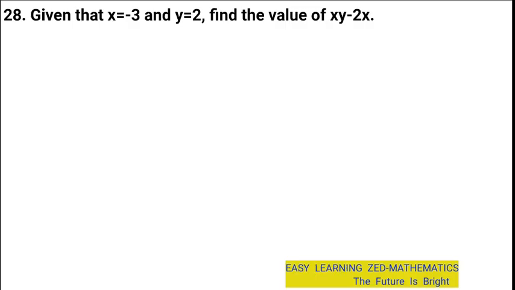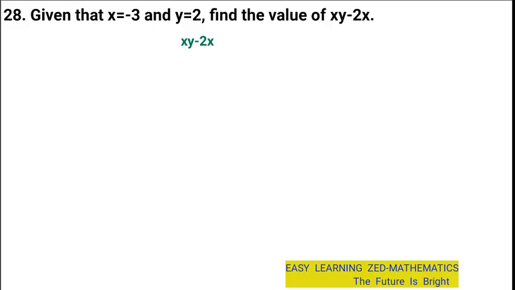Okay, question 28 was as follows. Given that x is equal to -3 and y is equal to 2, find the value of xy minus 2x. So what I'm going to do is write the expression given down here. We are trying to find the value of xy minus 2x. So I'm going to start replacing letters by the value which is stated in the statement.